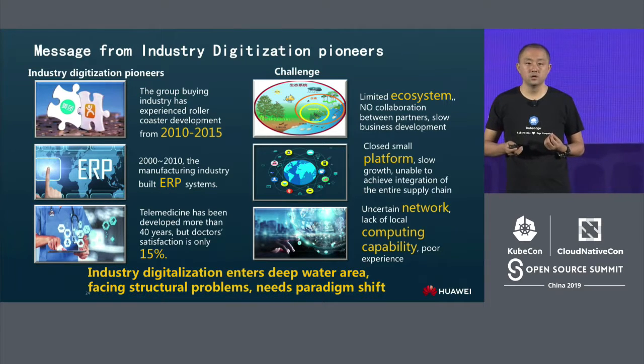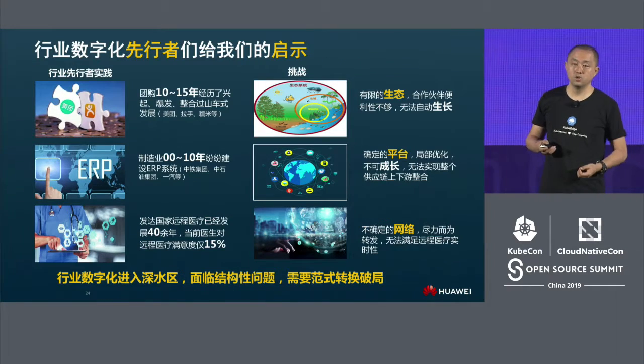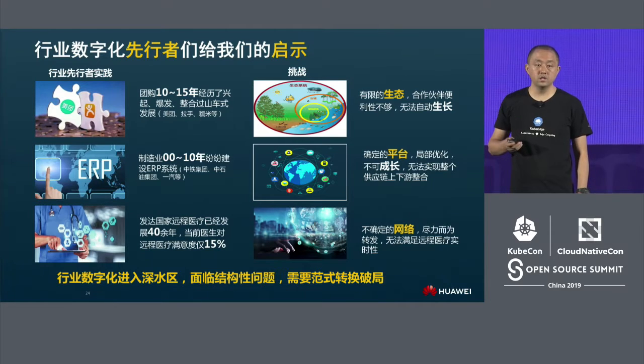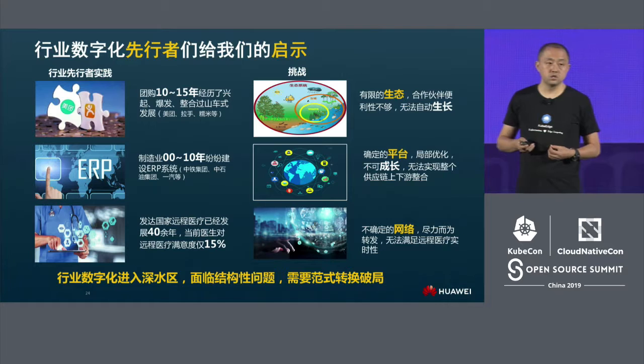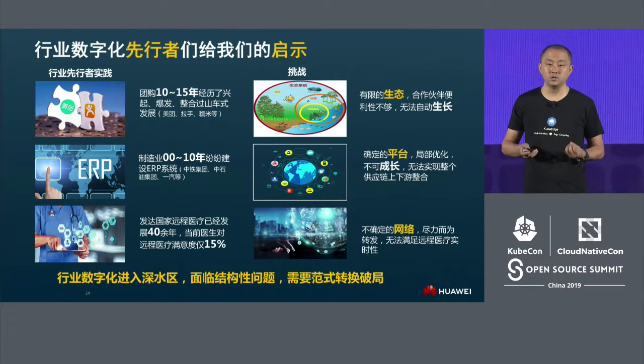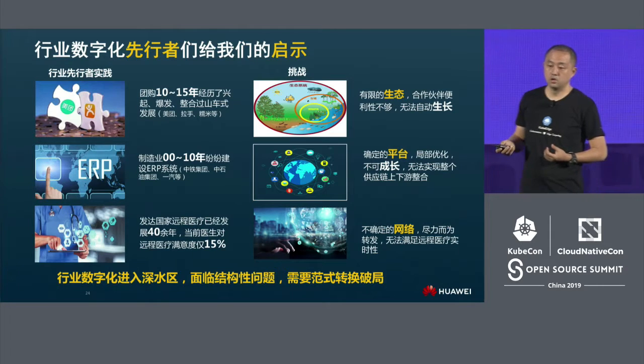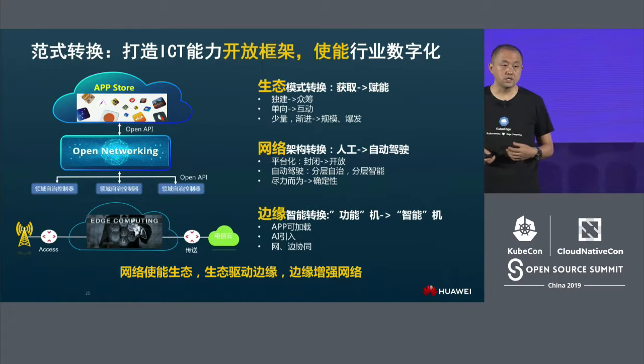And the third is remote medical service. This concept was put forward 40 years ago, but now the satisfaction rate is only 50% because the infrastructure, that is the network, is not there. Today, this remote service in the medical field cannot be realized by today's network. So with the digitization getting improved, the ecosystem, platform, and also the network will see structural issues. We need to change the paradigm.